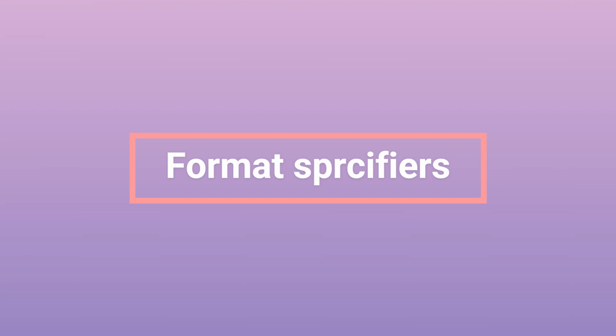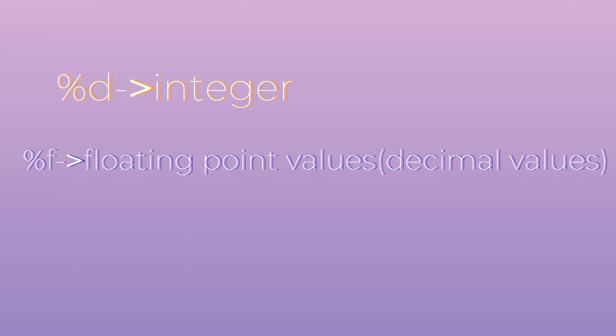This is where we need to understand format specifiers. To display the value of a variable, we use format specifiers. Let me explain how to use them first. Let's look at which format specifier is used for different types of values. %d format specifier is used for integer values. %f format specifier is used for decimal or floating point values. %c format specifier is used for character values.